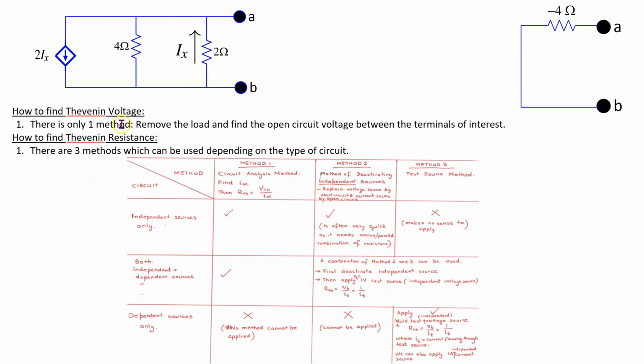Finally, consider the case when the given circuit contains dependent sources only. If the given circuit has dependent sources only, then by definition, V Thevenin is equal to 0 volts, and the only task is to find the Thevenin resistance. The Thevenin resistance can be found using the test source method only for circuits that contain dependent sources. Therefore, in PSpice, we can apply a test voltage or current source and find the value of VT and IT and use that to find the Thevenin resistance.